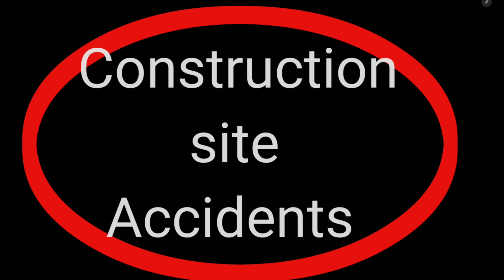Second is struck by object. Falling objects are another common hazard on construction sites. This can happen when tools or materials are not properly secured. To prevent this, ensure all materials are stored securely, use barricades or exclusion zone, and make sure workers wear hard hats at all times.